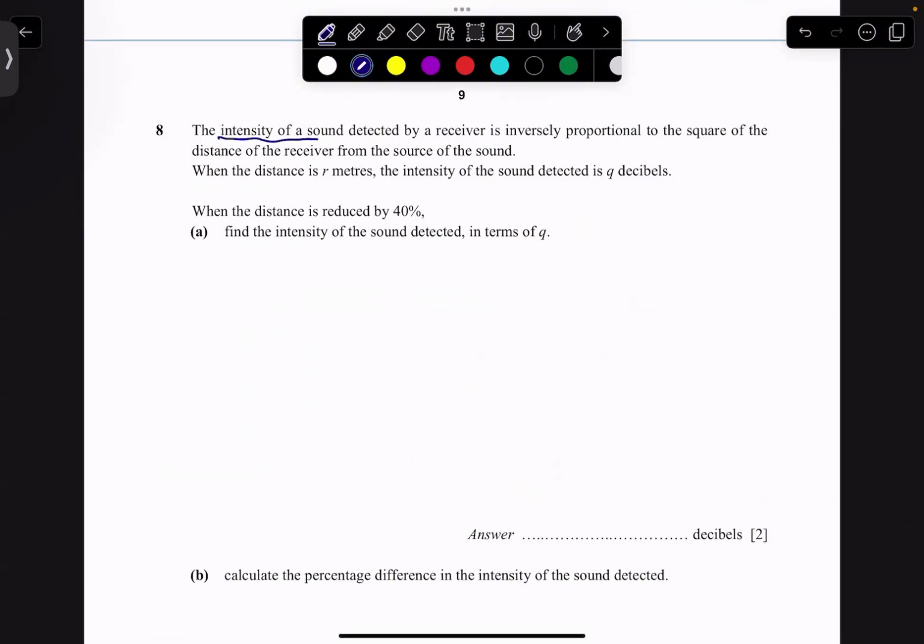Now, the intensity of the sound, let's call this I, detected by a receiver is inversely proportional. So we look for the keyword: to what? To the square of the distance. Let's call the distance d. So we can set up our first equation: I equals k over d squared. Now, when the distance is r, the sound recorded is q.